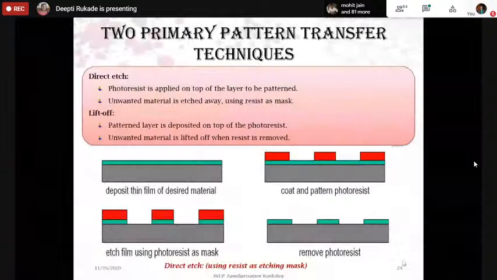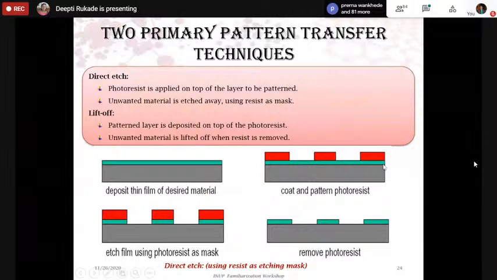Yes, okay. So this will give you an idea about the question that you have asked. So this is a thin film material, the green one that you can see. What you do is you coat and pattern the photoresist. Then you etch the remaining film. So the green color goes away, and then now you remove the photoresist. This is etching, what I've just explained.